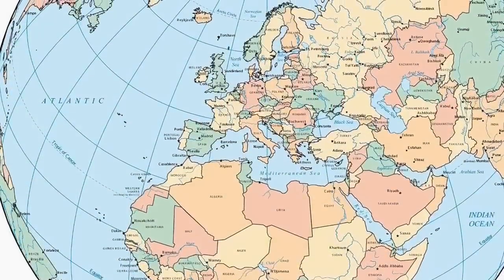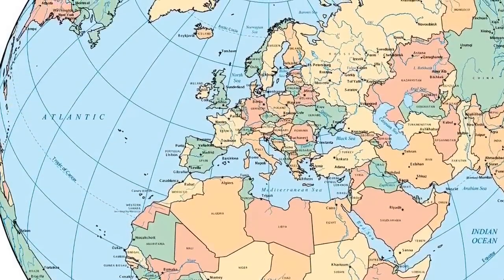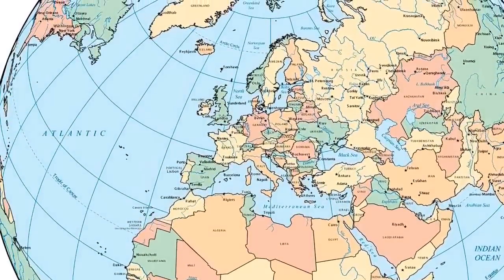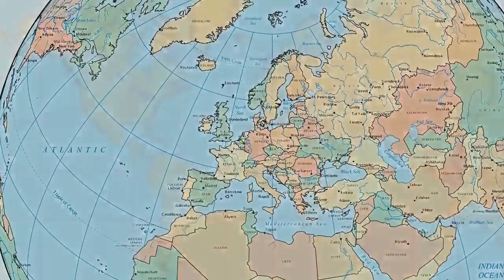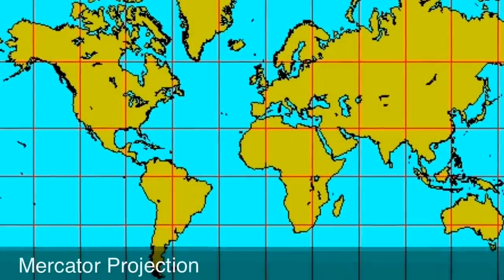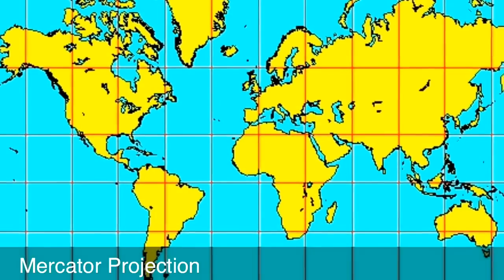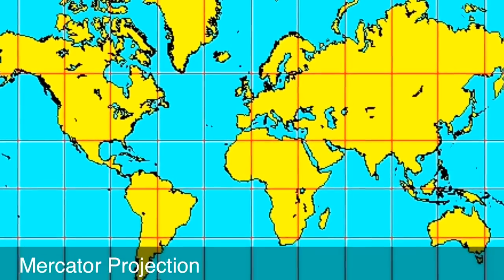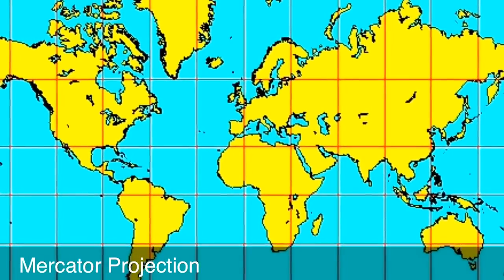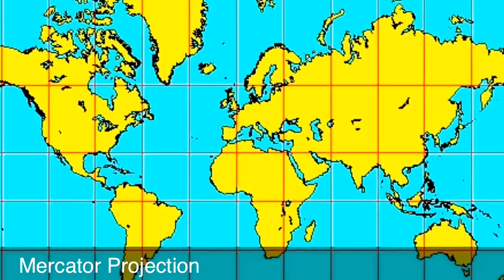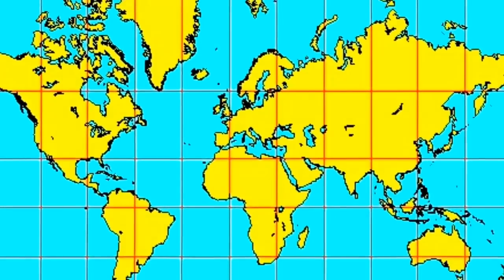To show Earth's curved surface on a flat map, map makers use map projections. There are 3 different map projections that we will learn in 7th grade. The first is the Mercator projection. Here, all the lines of latitude and longitude appear as straight parallel lines that form a rectangle. The size and shape of landmasses near the equator are only distorted a little bit.